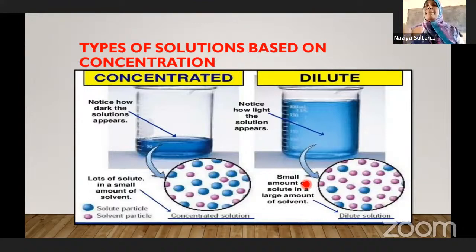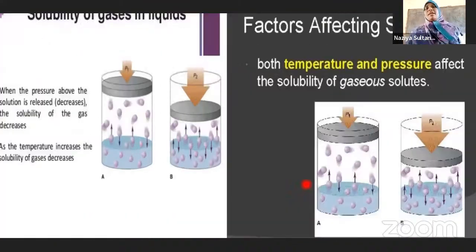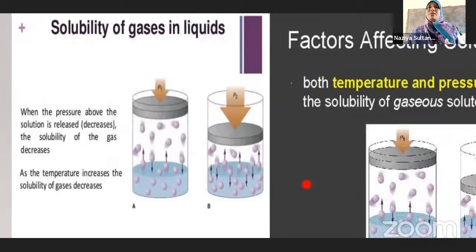Next, coming to the solubility of gases in liquids. Gases can dissolve in liquids, so that is also a kind of solution, right? Now you see, gas is dissolving in the liquid. When can a gas dissolve in the liquid? When the pressure on the gas is more. If pressure is more, the gas molecules come closer, interact with the liquid, and get dissolved. So remember, the solubility of a gas depends upon the external pressure.